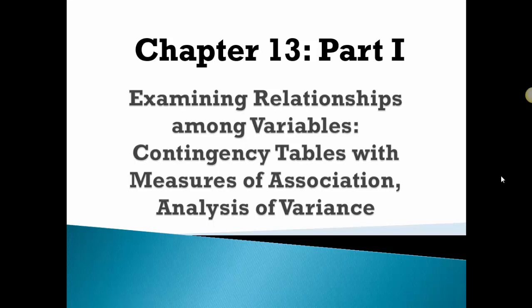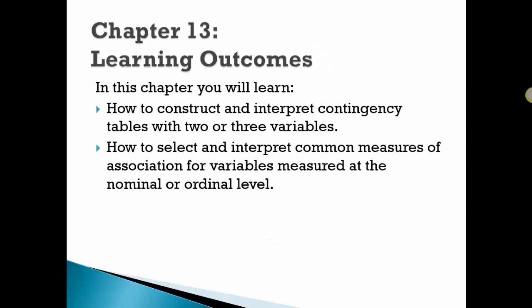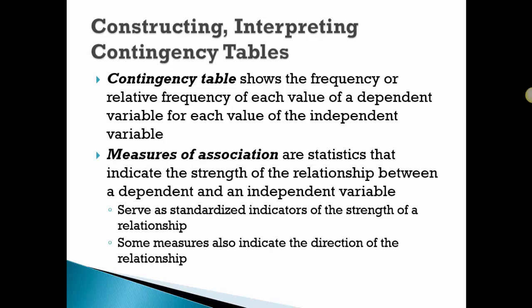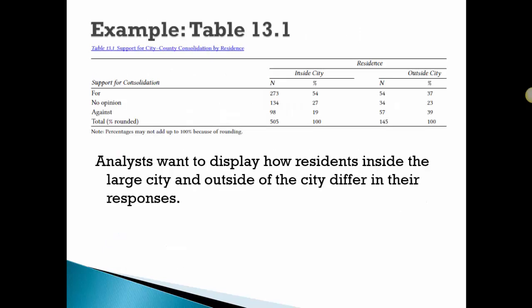This week we're starting chapter 13, which looks at the relationships among variables, and we're going to focus primarily on contingency tables this week. So a contingency table shows the frequency or relative frequency of each value of a dependent variable for each value of an independent variable. And there are various measures of association that are statistics we can calculate that measure the strength of that relationship. We're going to only focus on the chi-square statistic. Your book mentions some other measures of association, but we're going to just work with the chi-square.